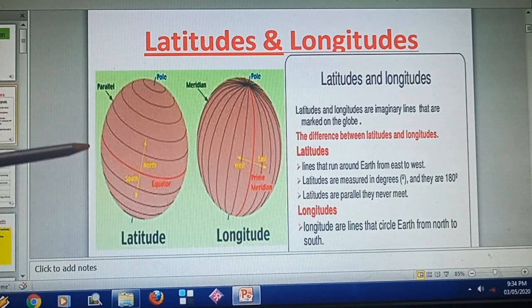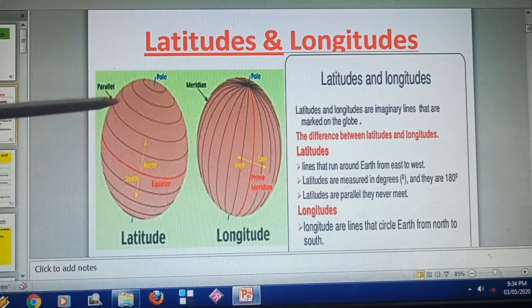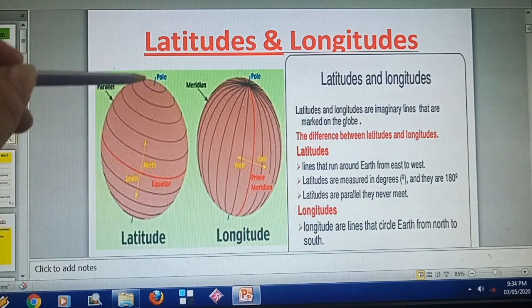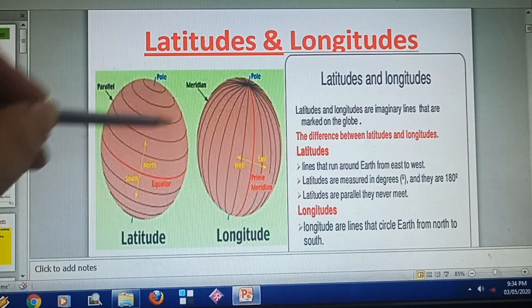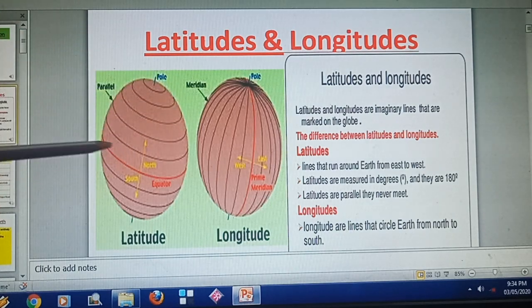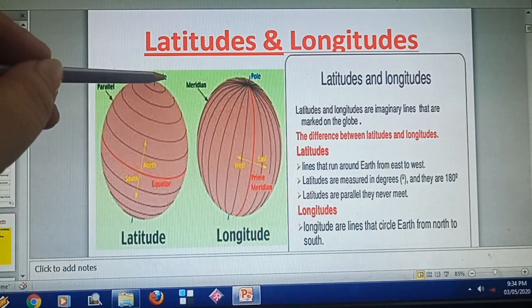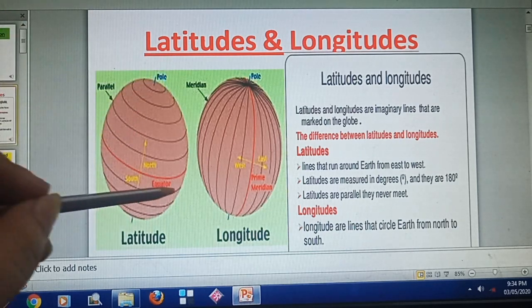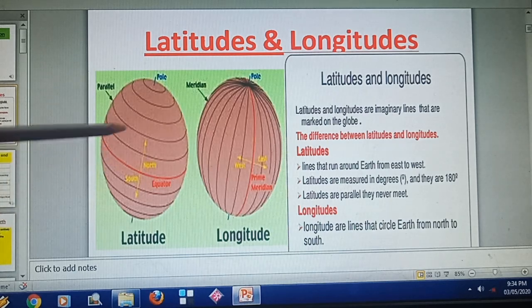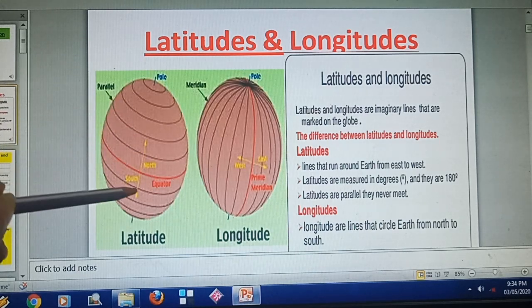And one thing, if you note, the size of the latitudes keeps on decreasing as we move towards the pole. The diameter of the latitude keeps on decreasing. Equator has the maximum diameter, and as we move towards the north pole or towards the south pole, the diameter of the latitude keeps on decreasing.